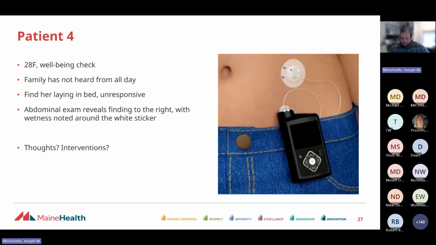Any thoughts of what this is? I assume most folks have seen this, but maybe not all. Yeah, so infusion site. So this is an insulin pump. And there are a couple different looks of how they will appear, but kind of similar idea. It's usually a little catheter that's in the lower abdomen with usually some sort of a device. Some people keep it in their pocket. Sometimes it's out in the open.